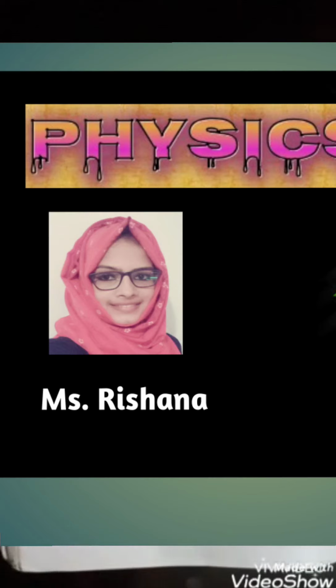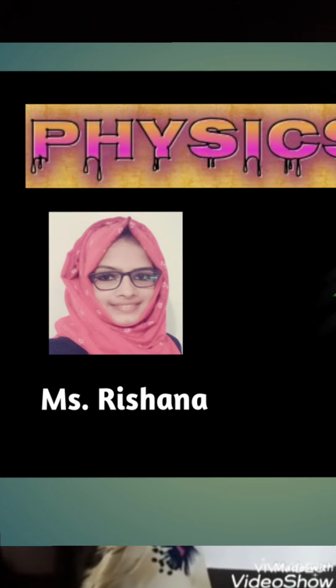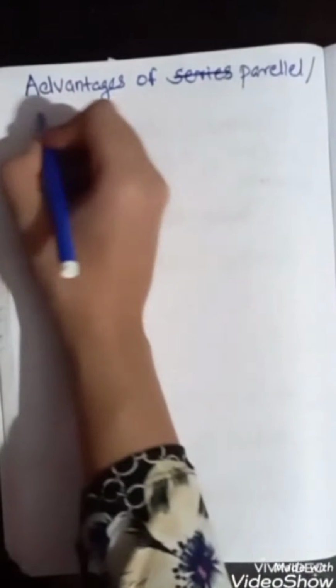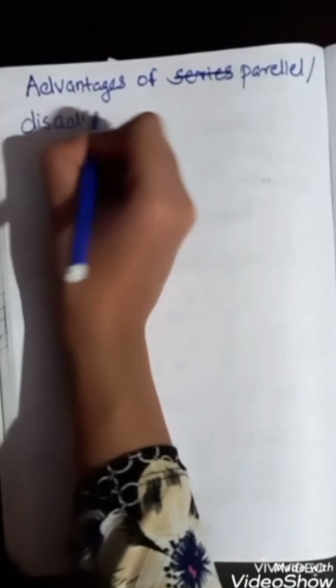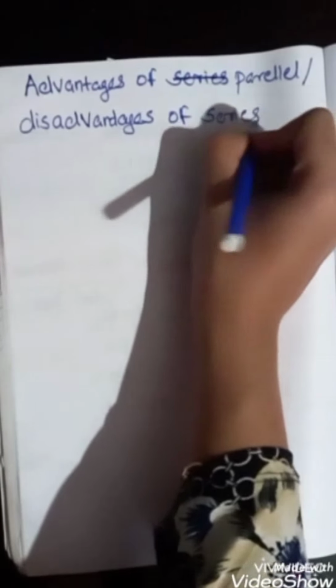Then we move on to the next section, which is also related to the parallel combination and series combination, that is, advantages of connecting electrical devices in parallel combination. What are the advantages of connecting electrical devices in parallel combination instead of connecting them in series? Or what are the disadvantages of a series circuit? Okay, we will discuss. Here we are discussing the advantages of parallel combination, or we can say the disadvantages of series combination. This is our topic.